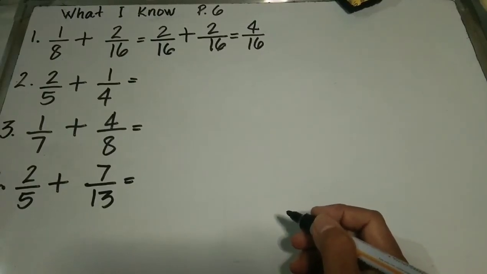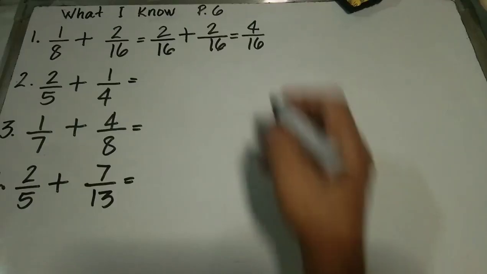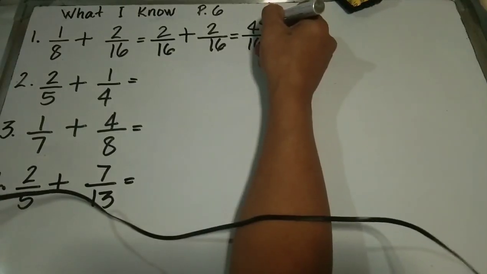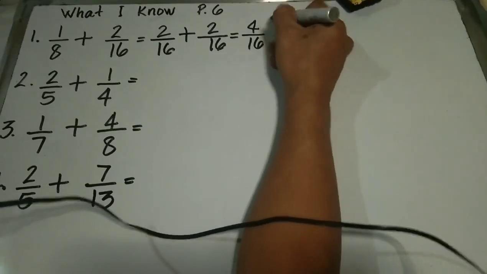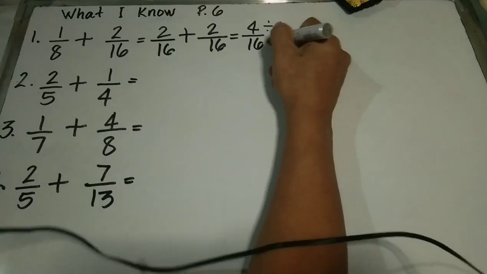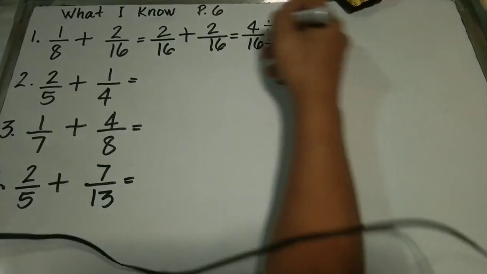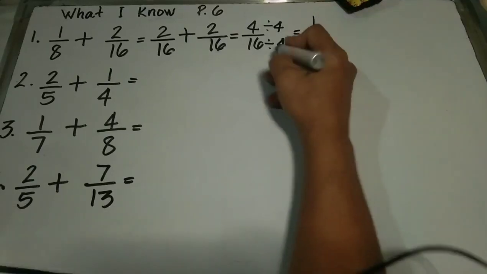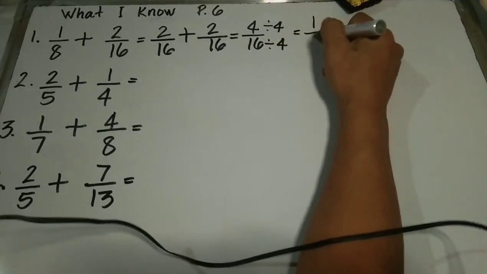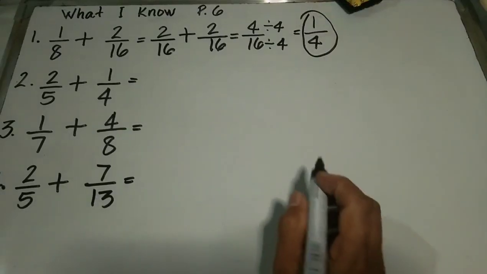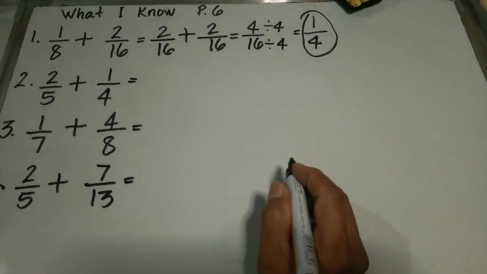So how do we reduce the fraction? Okay, 16 is divisible by 4, so let us not look for another number. We will use 4 as our common divisor. 4 divided by 4, we have 1. 16 divided by 4, we have 4. So this is now our answer, the fraction in the lowest term.